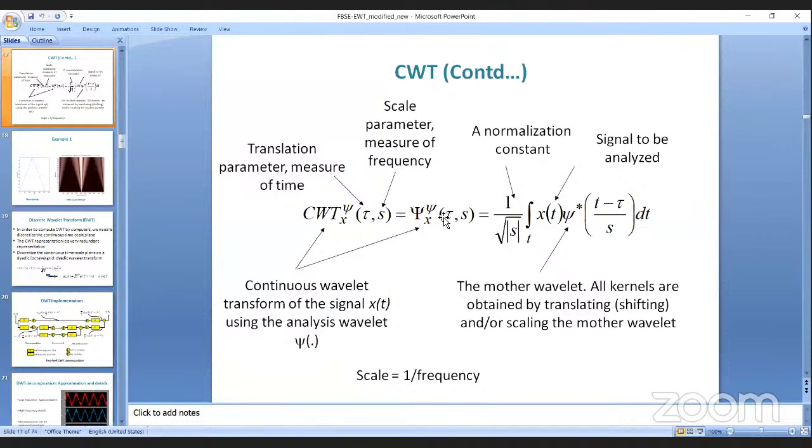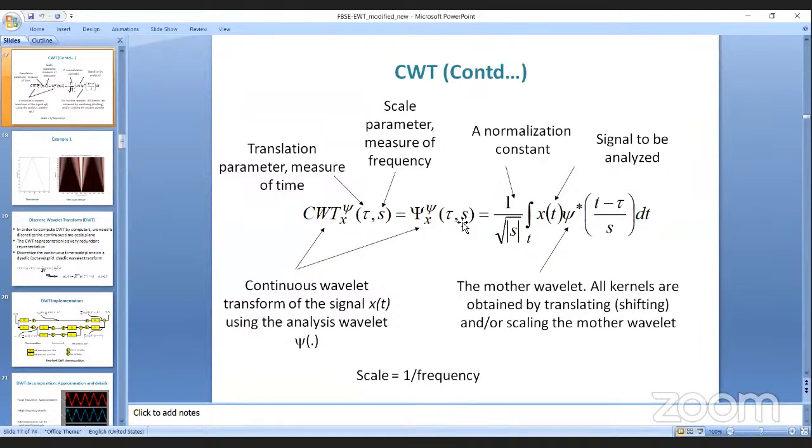Tau is the translation parameter or shifting parameter, and that has information about time. And s is the scale parameter, which has information about the scale. The scale is proportional to 1 upon frequency, so from the scale one can get information about the frequency. When you have a large scale, that is an indication of low frequency. And when you have a low scale, this is high frequency.